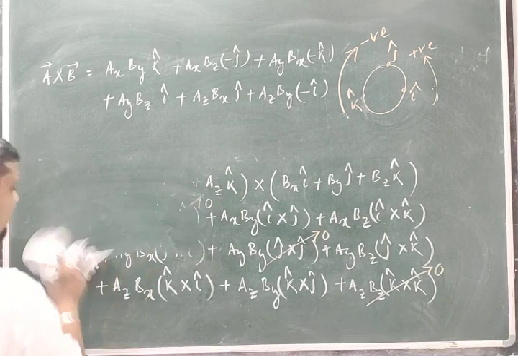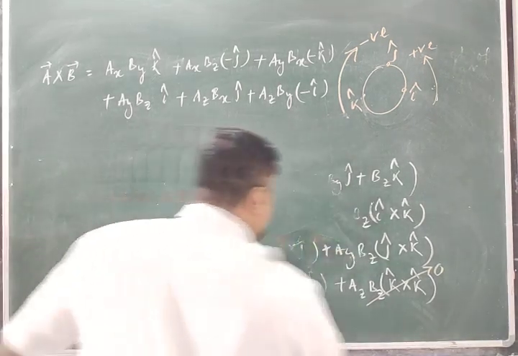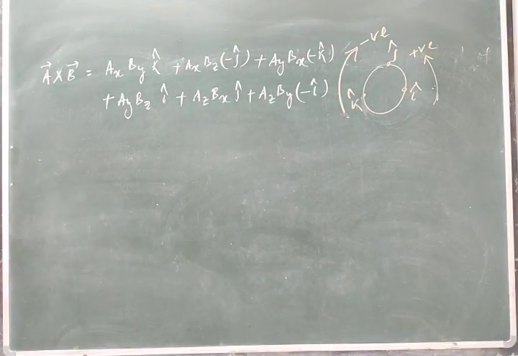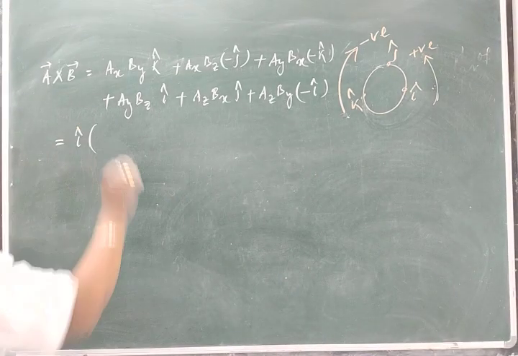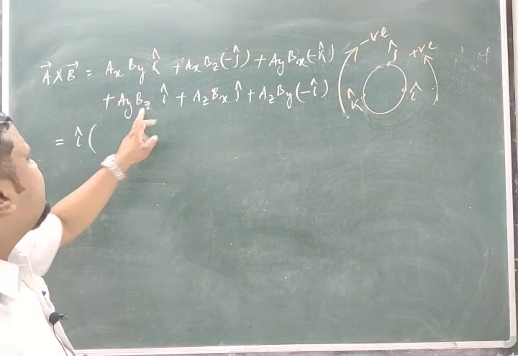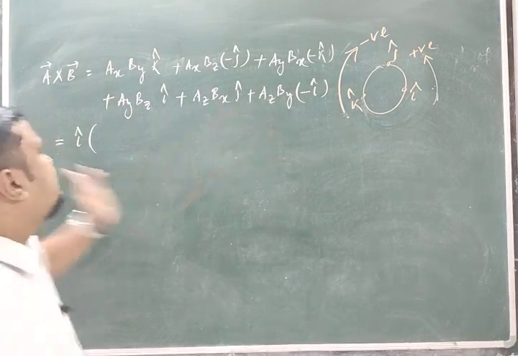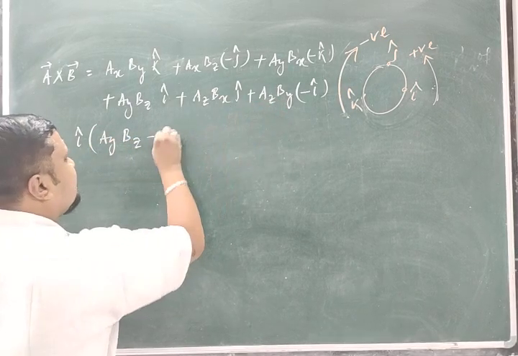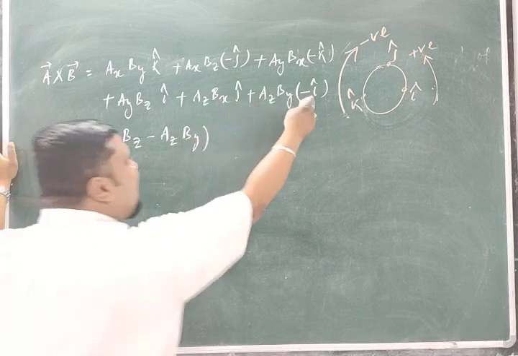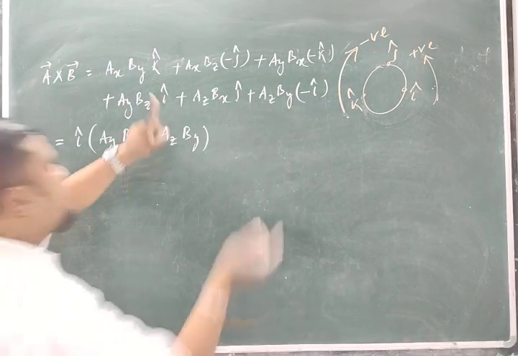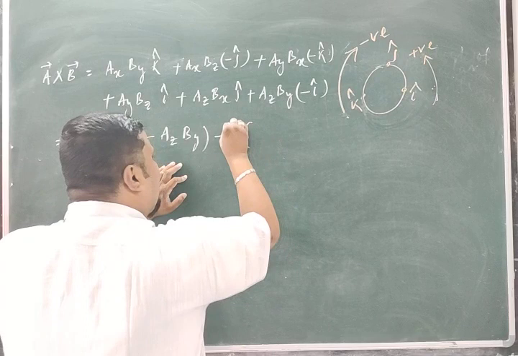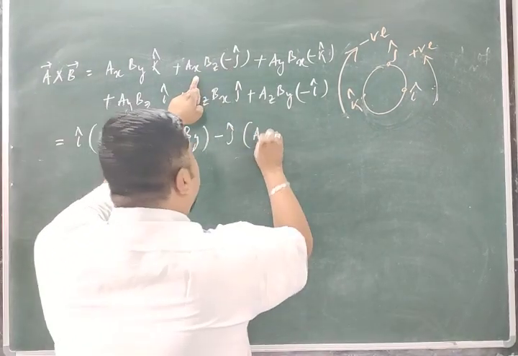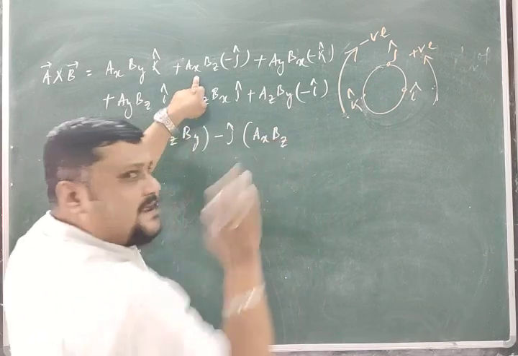After that, we can make the i cap coefficient 1, j cap coefficient 1, k cap coefficient 1. So I can write like this: i cap of what there is i cap. You see, here is one i cap, here is one i cap. So ay bz minus az by, because this is minus i cap. So i cap of this one. Then go for minus j cap. I will write like this: take minus j cap common. So this is equal to ax bz. Why am I writing this? I will tell you.